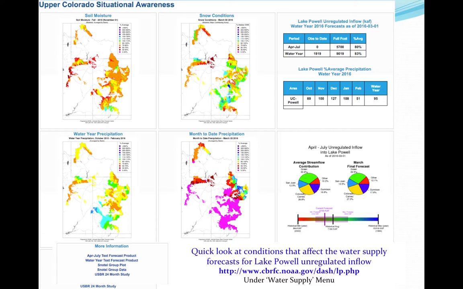You can see here that we've got a large combination of different information here, different maps, different tables, pie charts. We'll talk all about that. But first, you can get to it by going to the web address that you can see in the bottom right corner here. I'll try and circle it with my mouse here. Or if you go to our homepage, www.cbrfc.noaa.gov, and under water supply, click on the link that says Upper Colorado Situational Awareness. It'll take you right here.